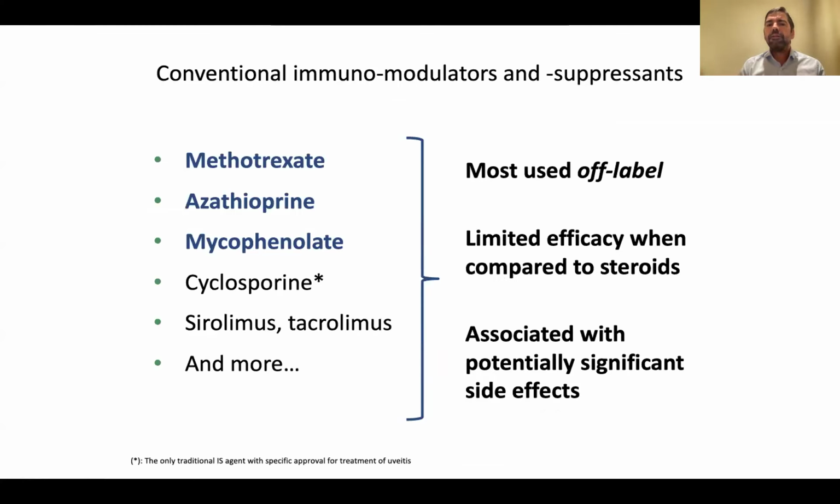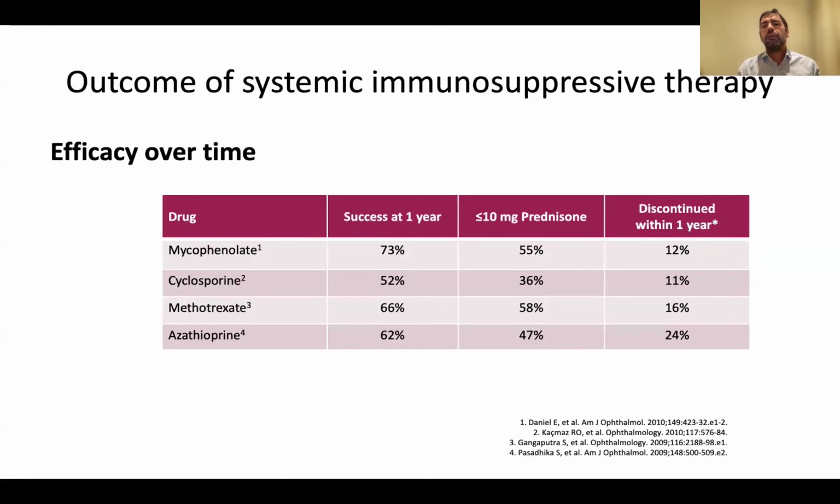About conventional immunomodulators and immunosuppressants, you know that most of them are used off-label, except cyclosporin, with limited efficacy when compared to steroids, and they are associated with potentially significant side effects. But the most important thing when talking about this kind of treatment is efficacy over time, which is not very high, but is even lower when we analyze results including a low associated dose of steroids. So efficacy with low steroids is even lower.